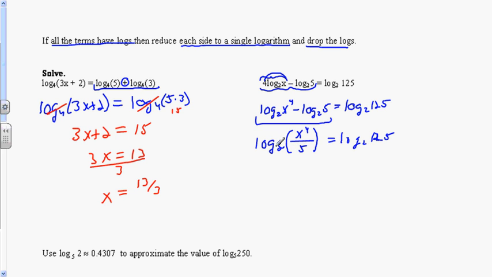Okay. Now you have one log on the left side, one log on the right side. You can then drop them, and you're refocusing on just what is in the parentheses. So we can solve this. If you want to do this as a proportion, it's up to you. 5 times 125 gives you 625. X to the 4th times 1 is x to the 4th. So we need to take the 4th root of 625, and that is 5.